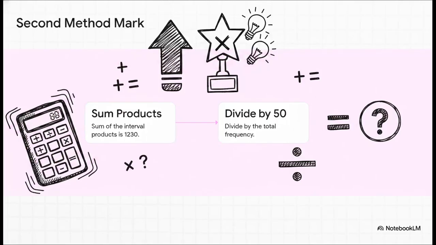All right, moving right along to the second method mark. Now we need to take that sum of 1230 and divide it by the total frequency of 50. This is absolutely crucial. It's the core formula for an estimated mean. Setting up the specific division process, whether you actually write out 1230 divided by 50, or you show the full addition inside a bracket over 50, locks in that second M1 mark for sure.